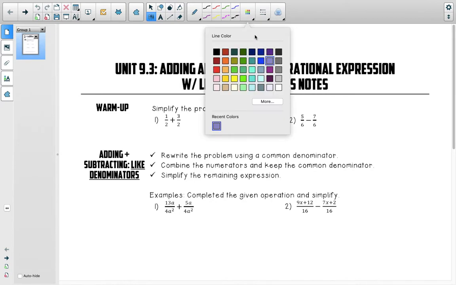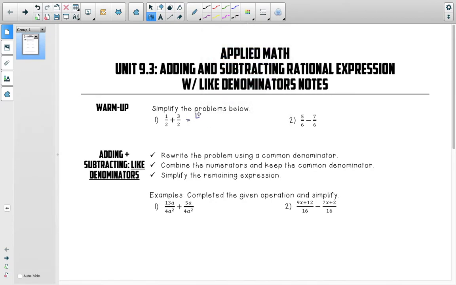So if you have the same denominator, you should know that you can just add the top together. So you get 4 over 2, which is just 2. These have the same denominator, so you just worry about the top. 5 minus 7 is negative 2. If you simplify that, that's negative 1/3.